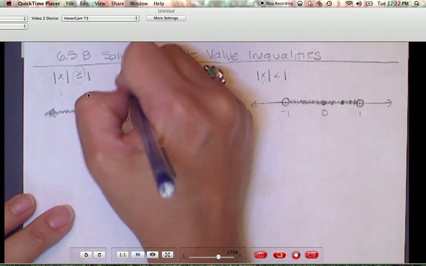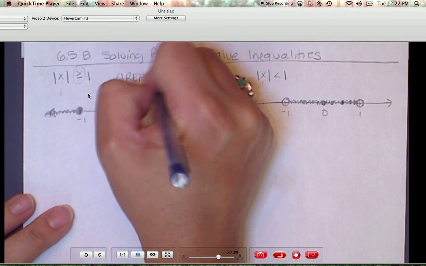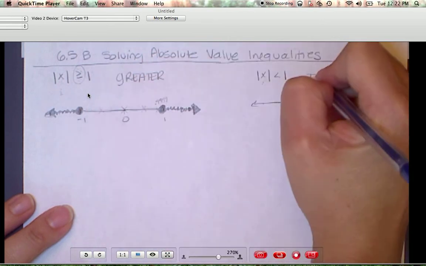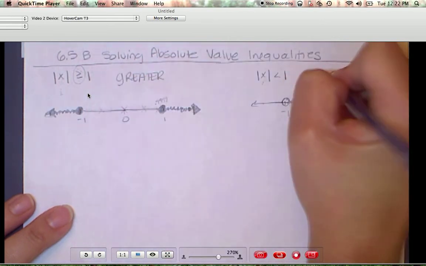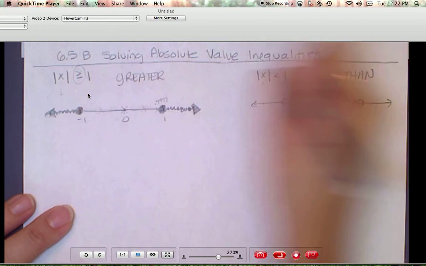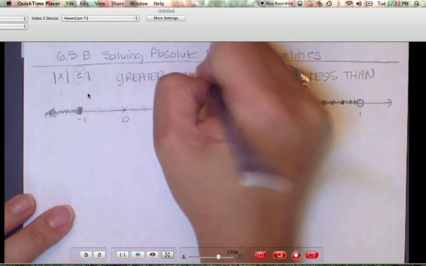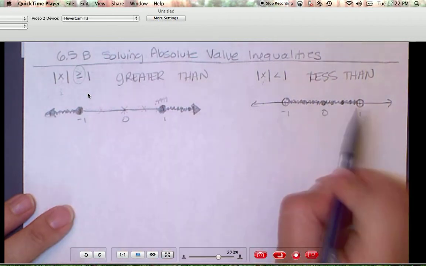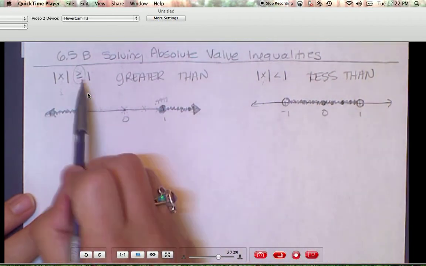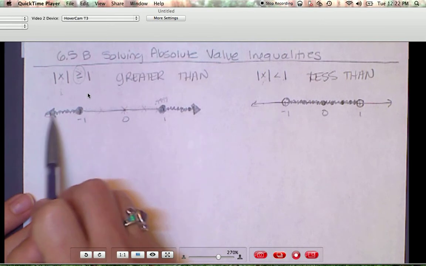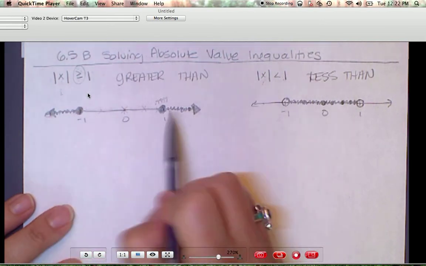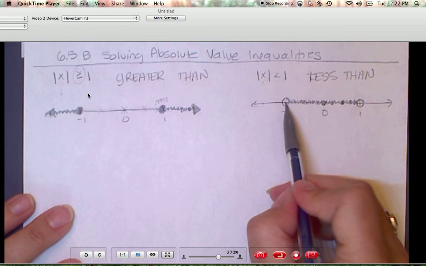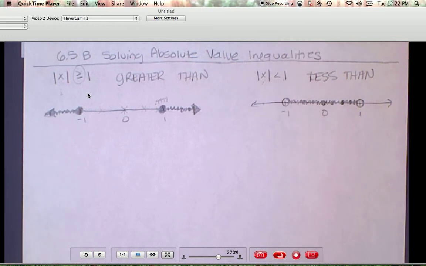So this is a greater than. This is a less than. And the only difference with the equal to or the non-equal to is that these are closed circles and these are open circles. But I want you to focus more on the pattern. In a greater than, they're going in the opposite direction. In a less than, they are everything between.